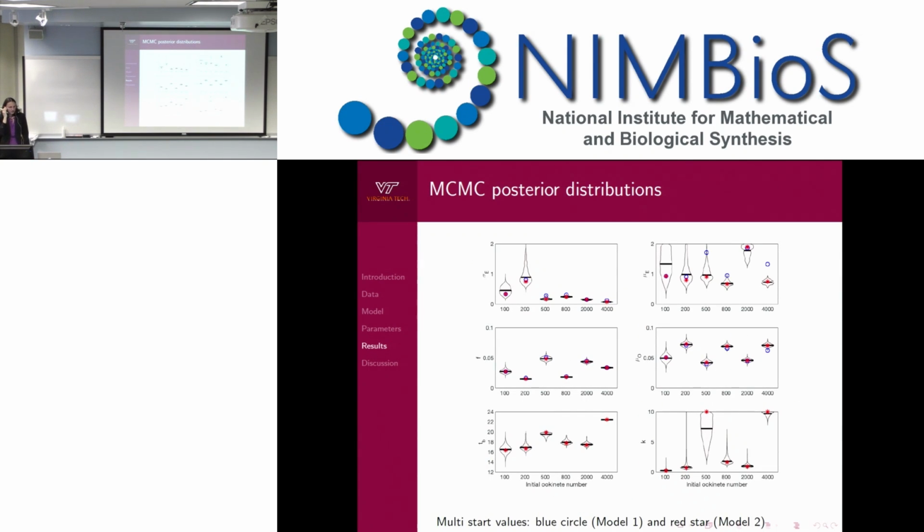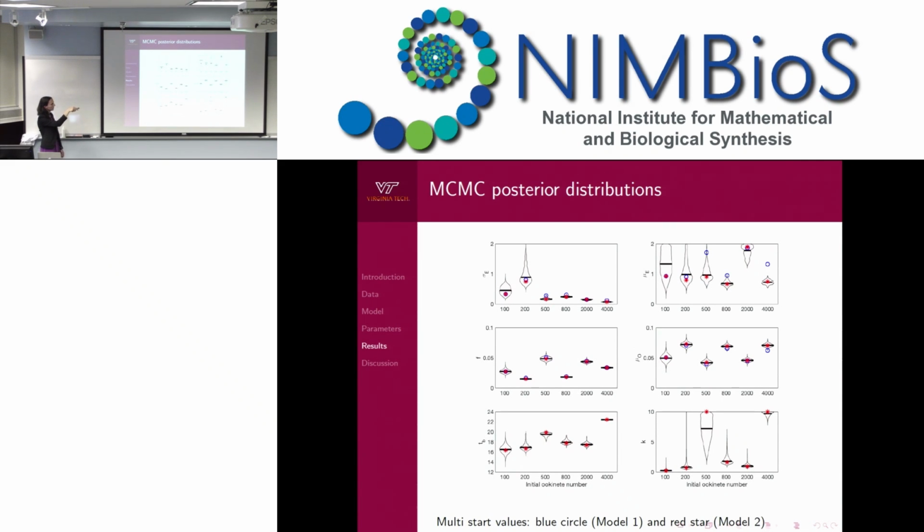We also took a look at the parameter distributions from our MCMC for each of our parameters individually, and there are some really nice, interesting trends that we see here. The violin plots, which have no color here, and the black lines are the median of the violin plots, those come from our MCMC fitting. The blue circles are our multi-start fitting from Model 1, and the red star is the multi-start fitting from Model 2. And so for certain parameters, we see a lot of consistency between all of the fitting methods. These do pretty well.